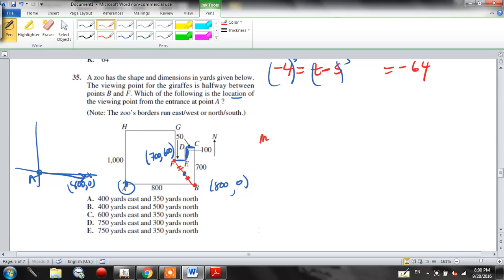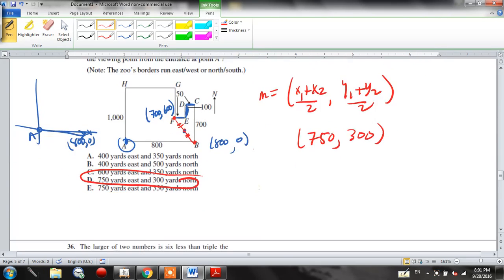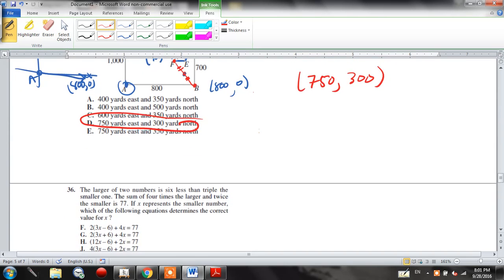So the midpoint is the average of the coordinates, x1, so the midpoint is average of 700, 800, that's 750. Average of 600, 0, that's 300. So you go 750 east and 300 north, and ta-da, that's D. So this is basically asking for coordinates for the midpoint there.